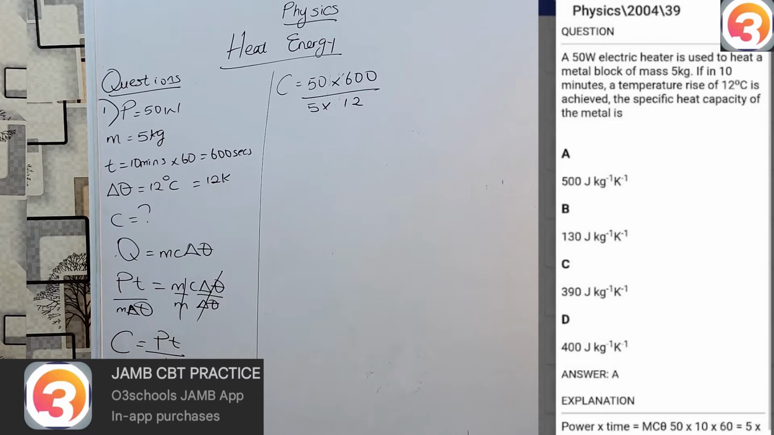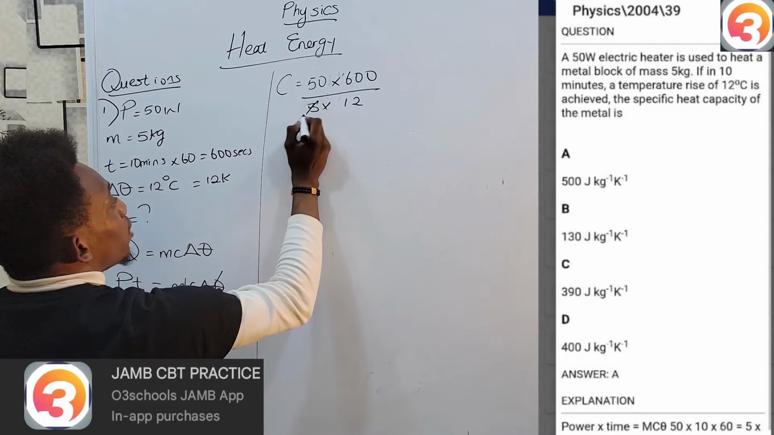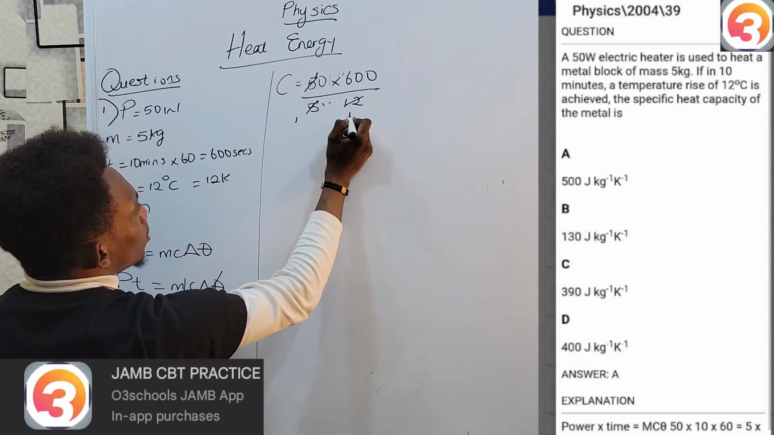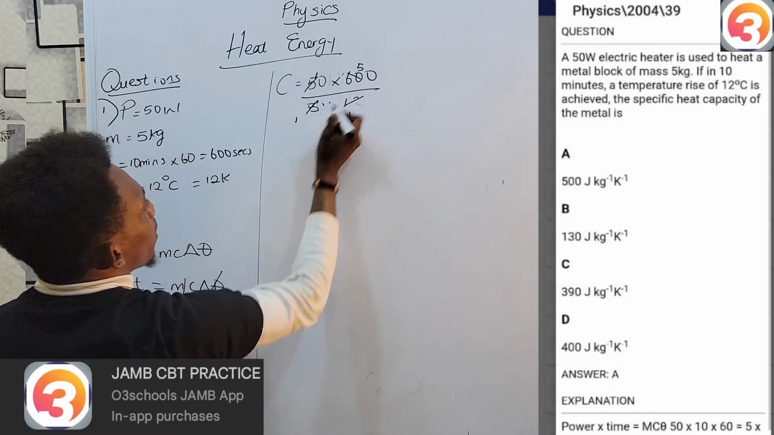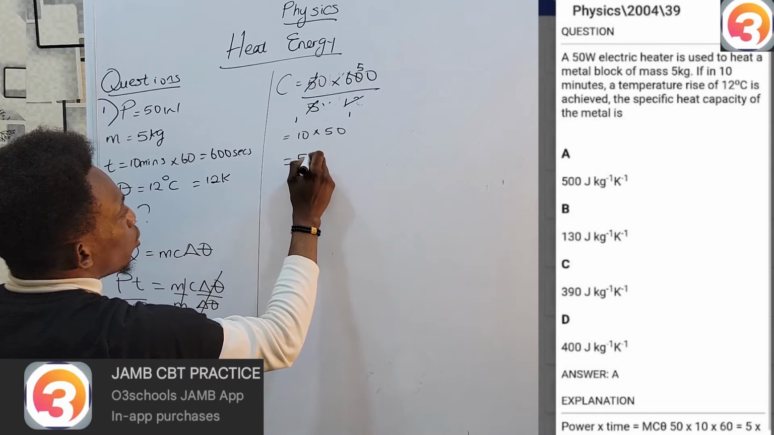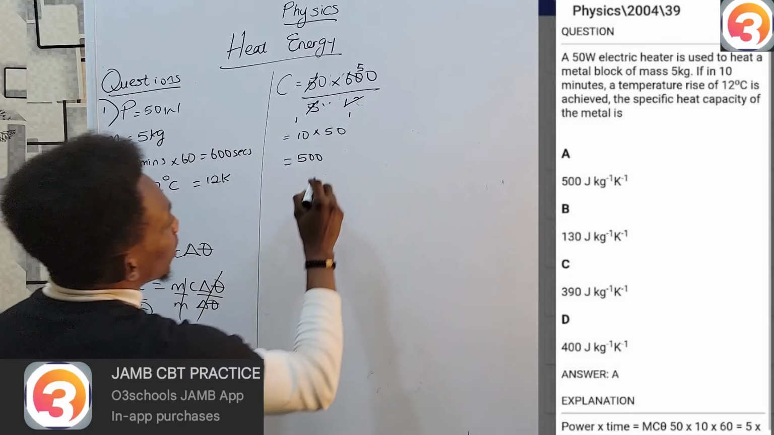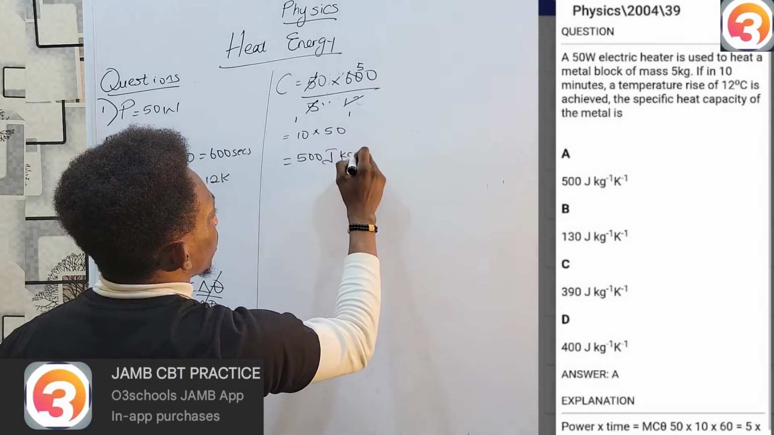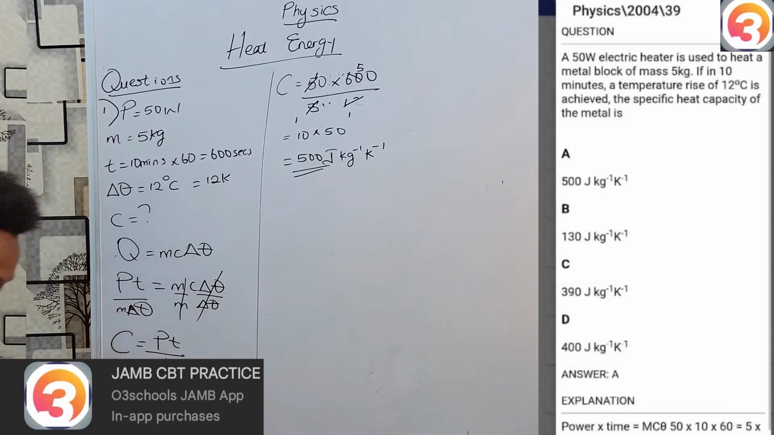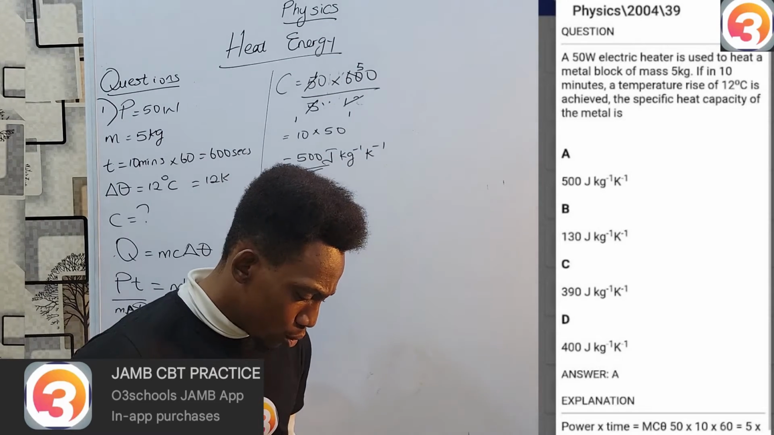So we have to do some simple multiplication and division. If you can't, obviously, you can always do this in your head. 5 into 5 is 1, 5 into 10 is 2, and 12 into 60 is 5. So I'm left with 10 times 50, which is 500. And as I said, the SI unit for specific heat capacity is joules per kilogram per Kelvin, which indicates that my answer is option A. You can see these are very simple.